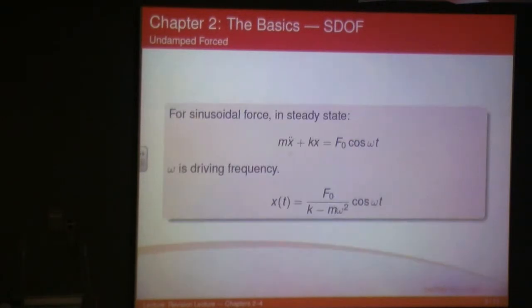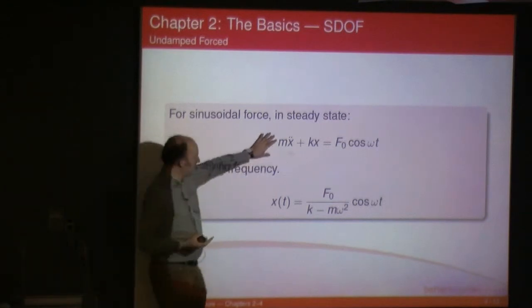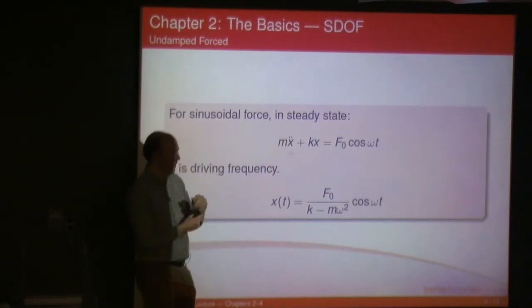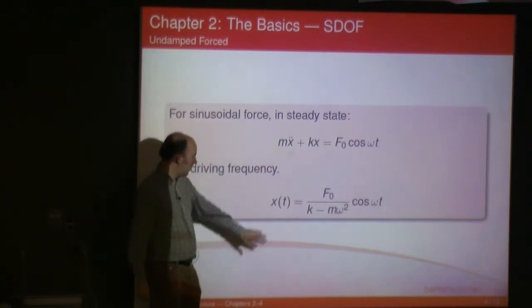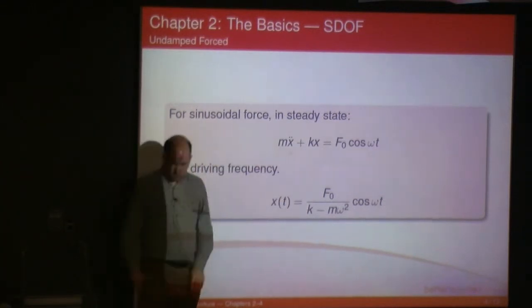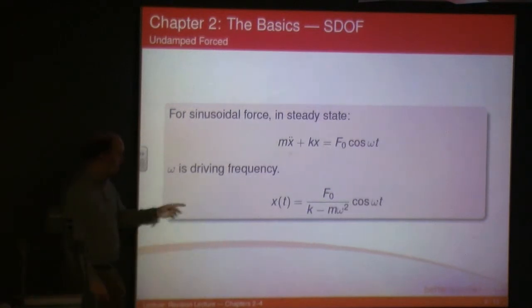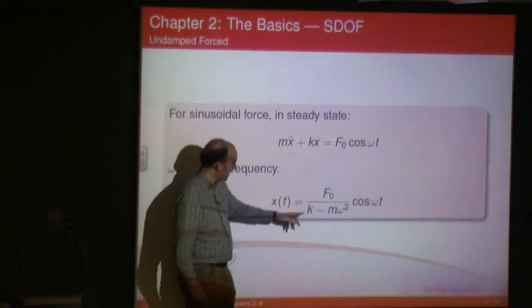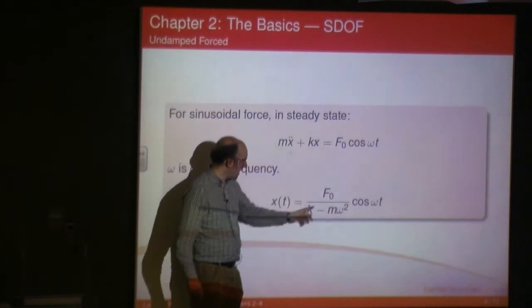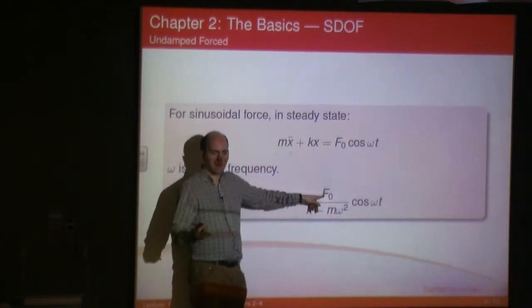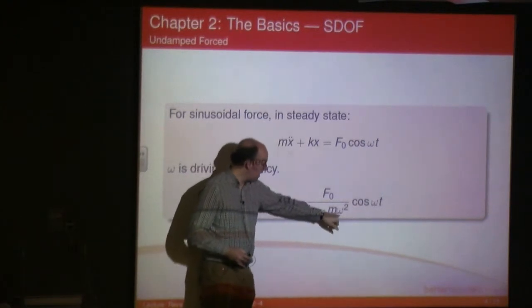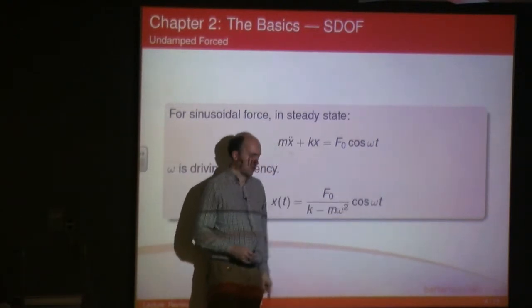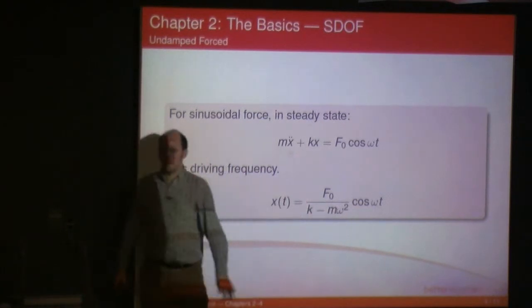If you've got a forced system, then this is your equation of motion. This is for a sinusoidal force. If I'm looking for the steady state solution, so I'm not looking for the transient stuff, then this will be your exact solution for this equation. Notice that F naught will be known because that's the force you've got, and k and m are characteristics of the system, and that will be the frequency of the forcing function, omega. It's not omega naught.